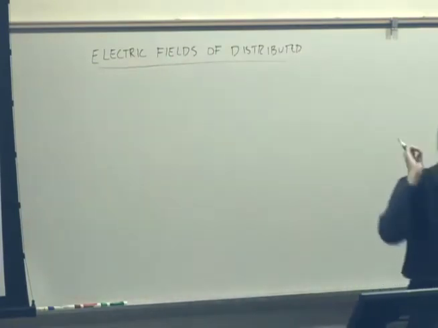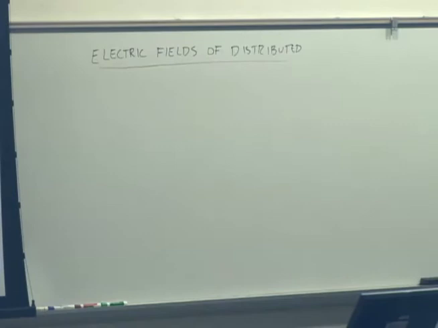So we know how to deal with the electric field of a point charge, and we know how to deal with multiple point charges or things like dipoles. We just apply superposition, add up the electric field due to all the individual point charges or charged particles. But what if we have a situation like this?